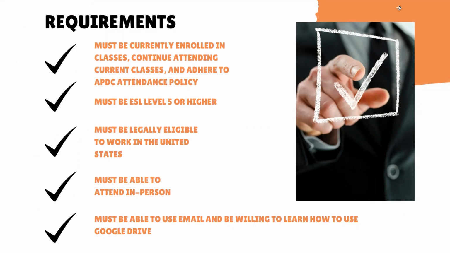And then let's see, so the requirements: you must be currently enrolled in classes here at APDC, and you must continue attending your classes. So this is not a substitute for your class. This is something in addition to your classes. And so you would have to keep your 75 hours, or if you're in citizenship, I think it's 60 hours. You would need to keep attending your hours. You must be ESL level 5 or higher.